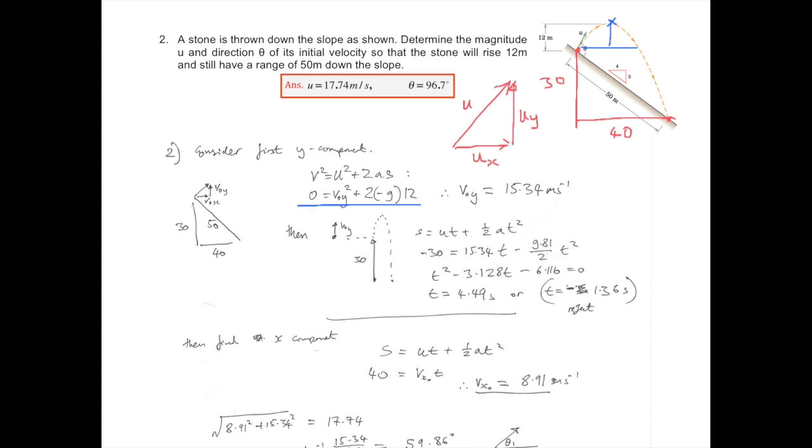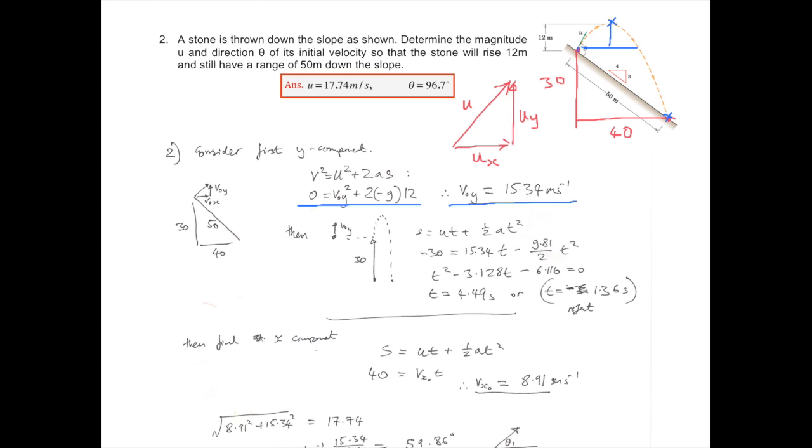We know that it starts with v naught y, the initial speed in the y direction. It reaches 0, so it comes to a stop. So we know that its initial speed must be 15.34 meters per second. Then the next stage is working out, well, how long does it take, given the initial speed that we've just calculated in the vertical direction, for it to go up 12 meters and then down 30.